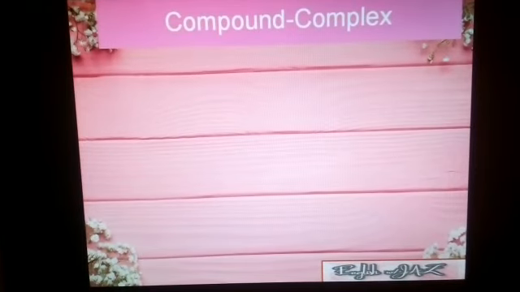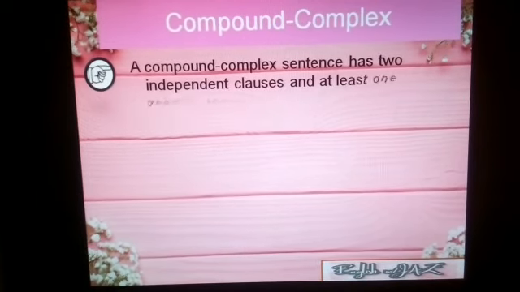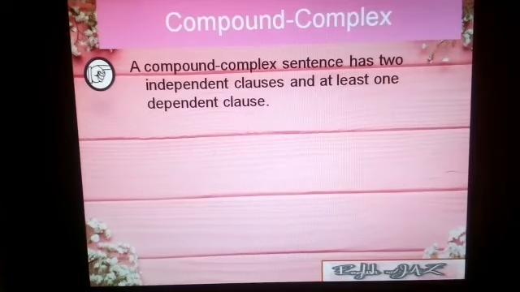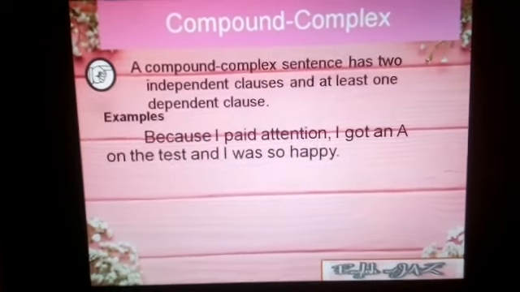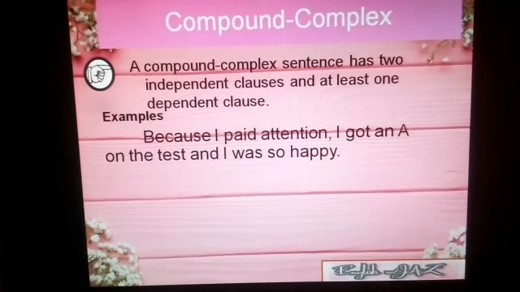Let us now proceed to compound complex sentences. A compound complex sentence has two independent clauses and at least one dependent clause. For example, because I paid attention, I got an A on the test and I was so happy. So let's identify now which are our independent clauses and our dependent clause. Because I paid attention is our dependent clause that starts with a subordinator, because.